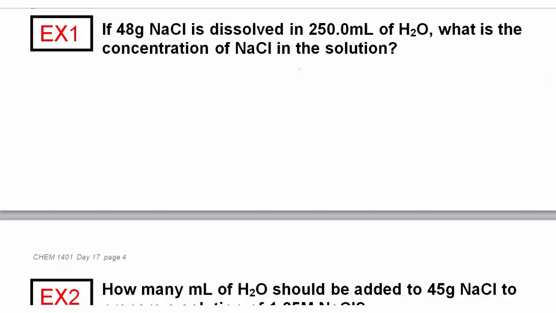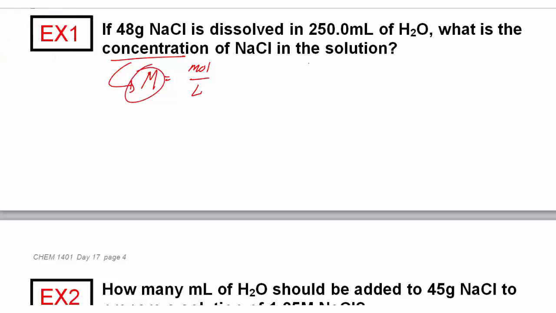If 48 grams of sodium chloride is dissolved in 250 milliliters of water, what is the concentration of sodium chloride in the solution? So do you recognize what type of problem this is? This is not a dilution problem. This is another molarity problem. Okay? And they are after the concentration of the solution. They're after big M. So all we need to do is find moles and liters, divide the two, and we'll have our answer.